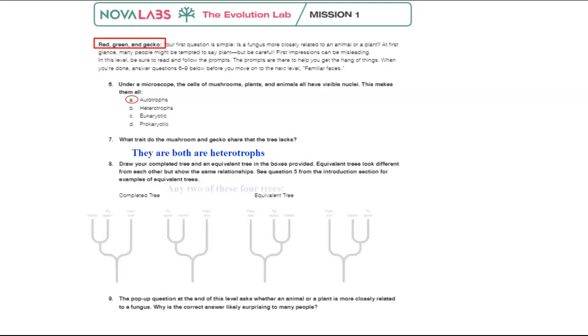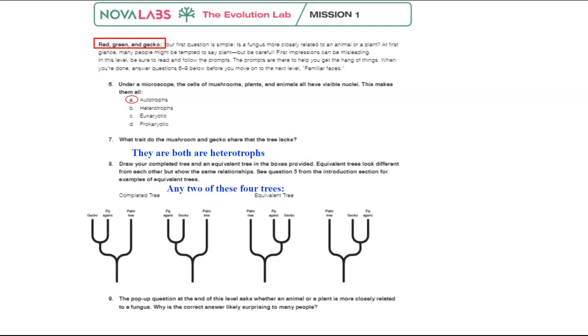If you were to draw the completed tree and an equivalent one, it's much like that previous question. Any two of these four trees, one would be your completed and any one of the others you could have drawn for your equivalent tree, as long as the branch contains the gecko and the mushroom. The palm tree is speciated all by itself.